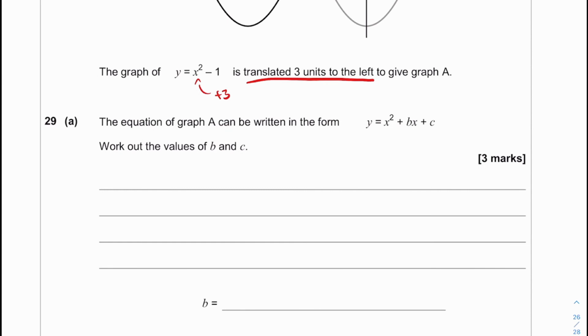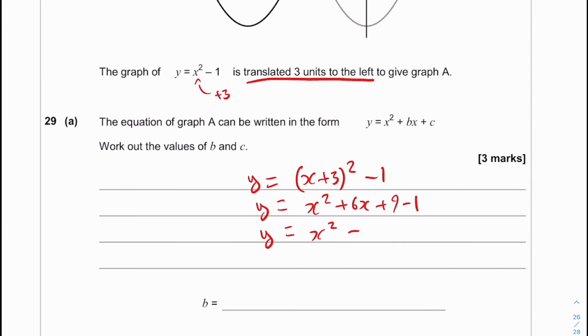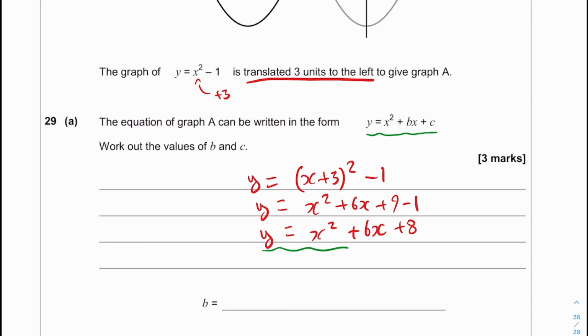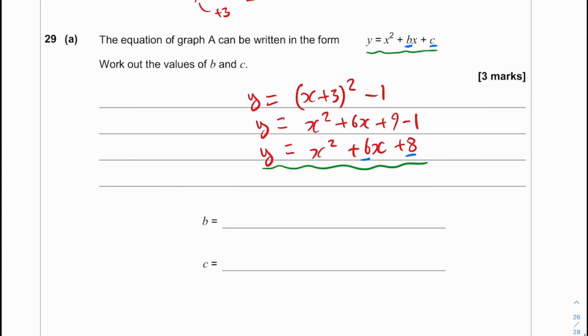So we can rewrite our equation. We can now have y is equal to x plus 3, and this is all squared, and then take away 1. So y is equal to x squared, just expanding the brackets here, plus 6x plus 9, take away 1. So y is equal to x squared plus 6x, and then plus 8. So therefore, comparing this equation here to our equation, we can see that b is equal to 6 and c is equal to 8. So b is 6 and c is 8.